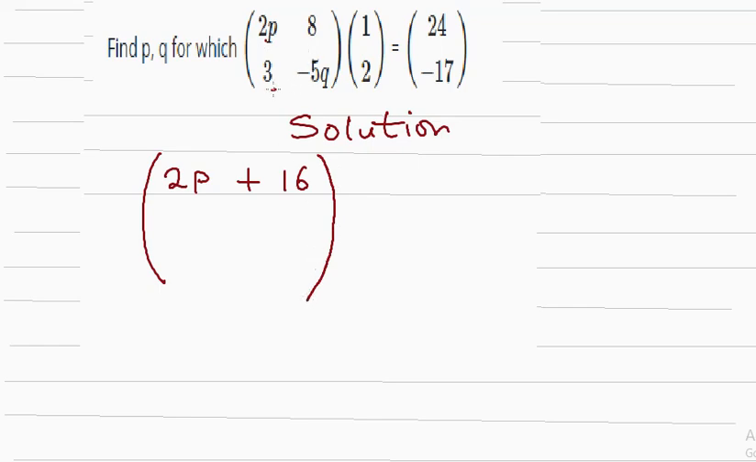Second row, do the same thing: 3 times 1. Then plus minus 5q multiplied by 2. That should give me minus 10q. So there's no need of writing this minus right here. This is going to be minus 10q. So it is equal to 24, minus 17.